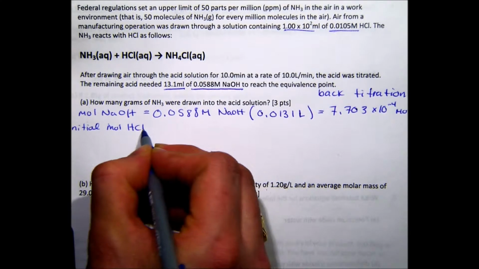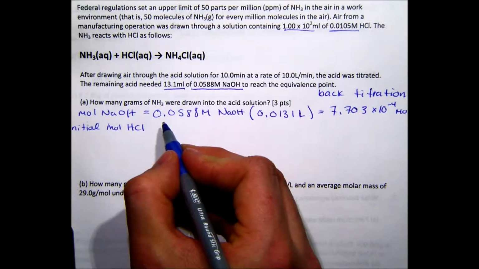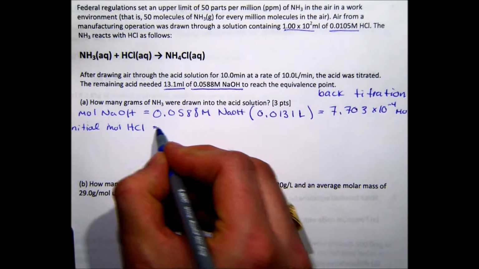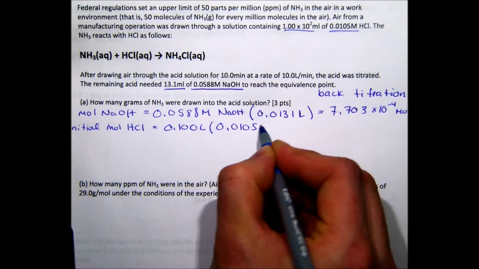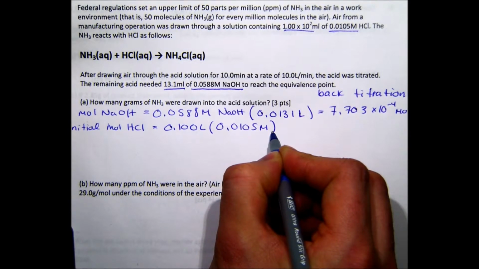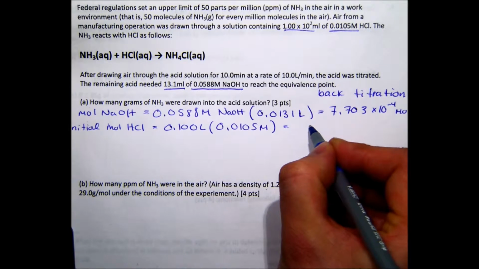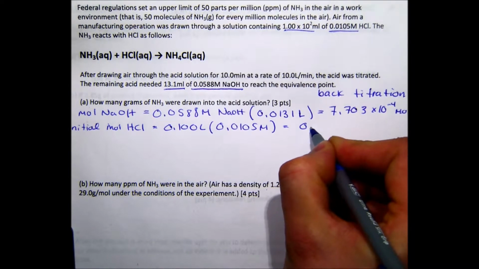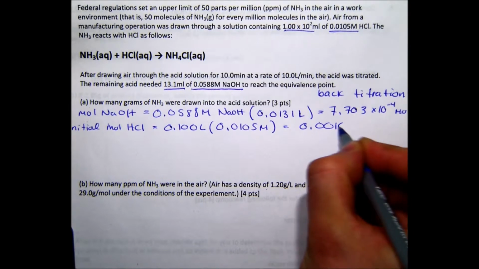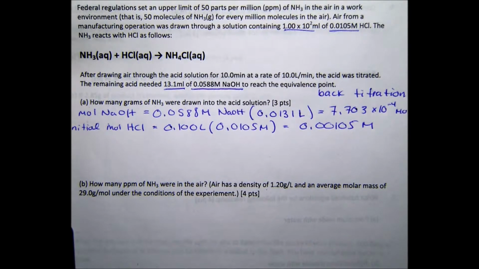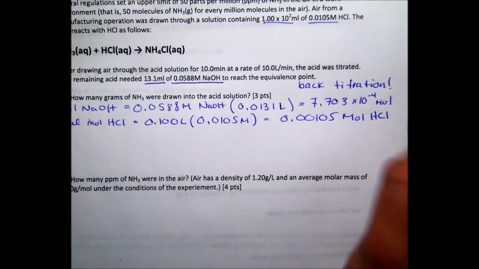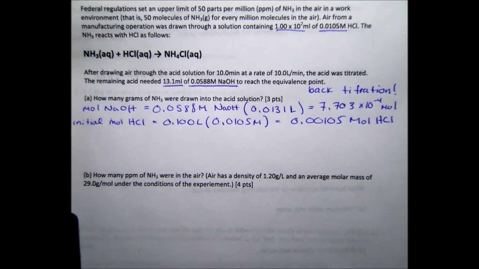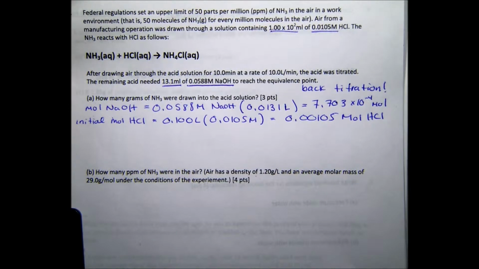So to find the initial number of moles of HCl, we simply use the 100 mL times 0.0105 molar HCl. So we plug that into the calculator, even though it's a fairly easy calculation, and we end up with 0.00105 moles of HCl to start with. So we started with 0.00105 moles, and we're going to subtract away what was left, which we found in our back titration part.